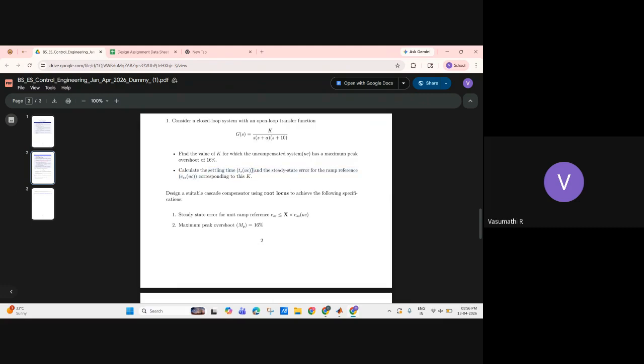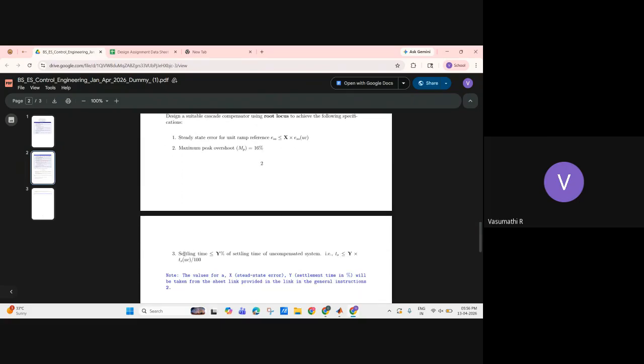So you will take data A, X, Y from your Excel sheet, and you will first find the K value and put the value here. You will get a whole new system. After finding the K, you are finding the settling time and steady state error. Now, the new compensated system steady state error should be X times the old one. The new settling time should be less than Y times the old one. That's how it is. Clear?